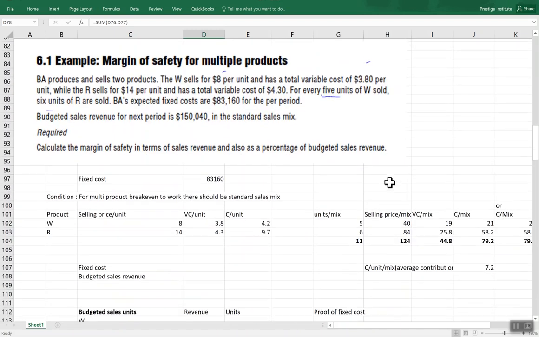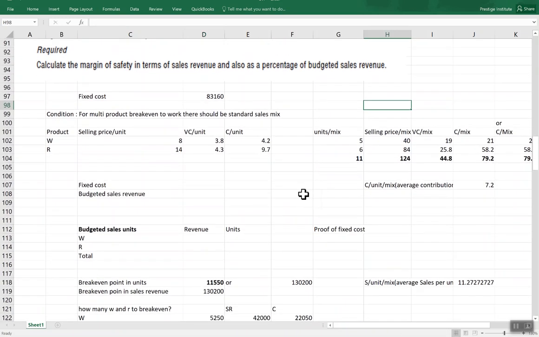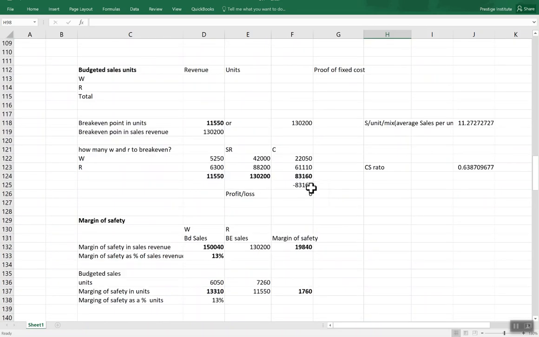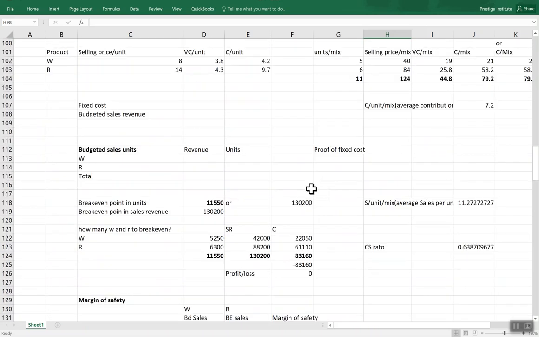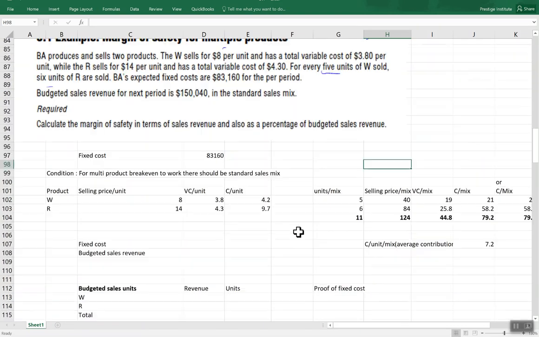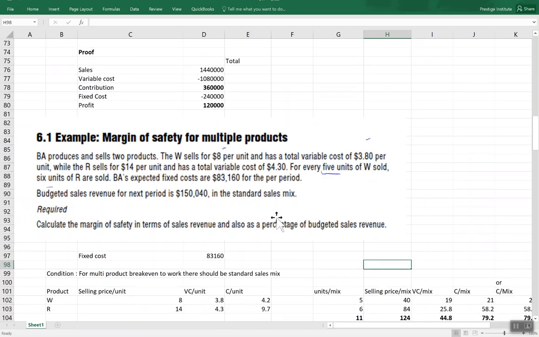Okay, next we have multiple products. I have two questions, multiple products, break-even point. I have done this question as well, and then there is another one as well. So I will do the next one. So I've already done this one. You can look at it, how I have done it. And I will go to the next question.